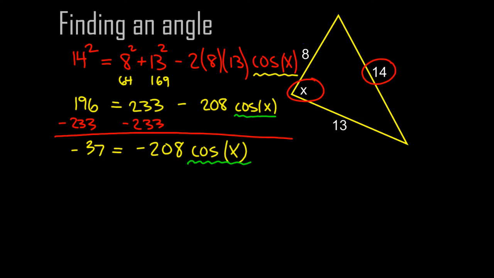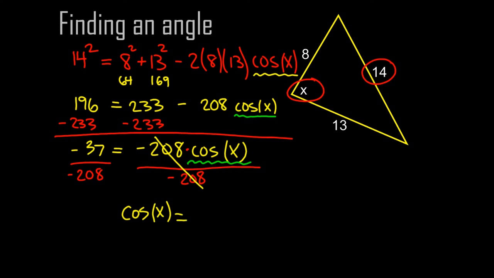I just have to get rid of this negative 208. Well, how is this negative 208 bonded to the cosine of x? It is multiplied. So the inverse of multiply is to divide. So I'm going to divide both sides by the negative 208. And now I will have my cosine of x all by itself because those can be a factor of 1 and I can get rid of them. And so what I have here finally is the cosine of some angle, I don't know yet, x, is equal to a negative divided by a negative is a positive anyway, so it will be equal to 37 over 208.